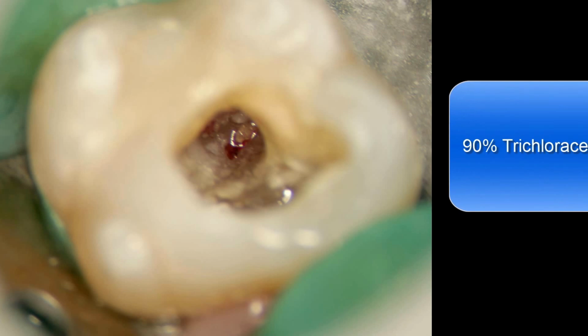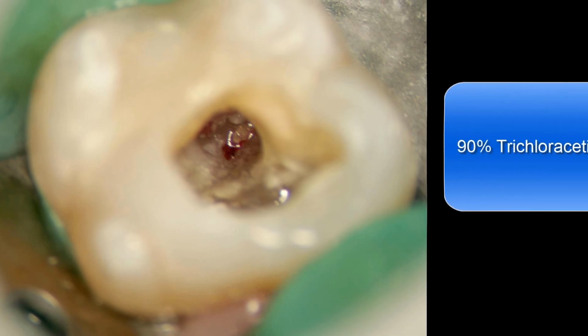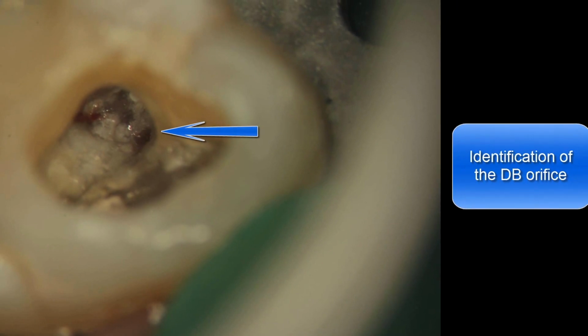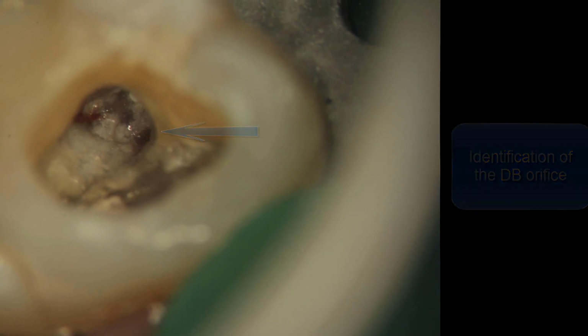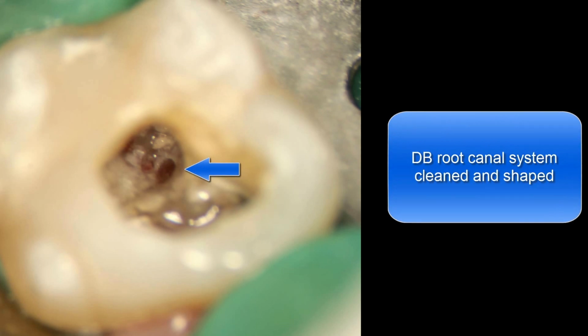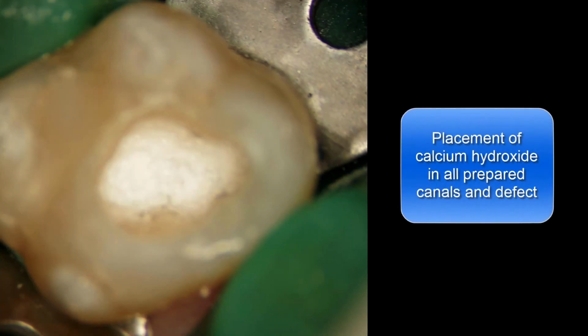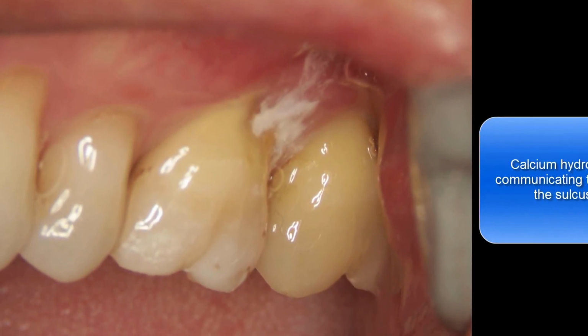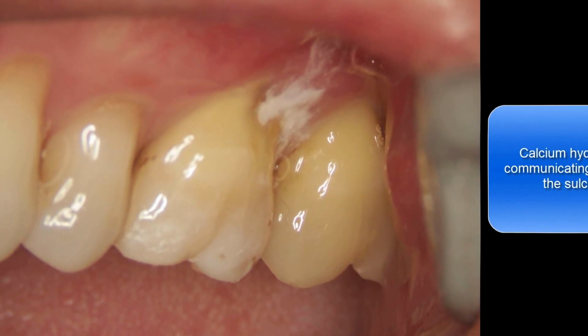Next, the resorbed area is prepared and treated with 90% trichloroacetic acid. This allows you to find the DB canal orifice, which will then allow you to clean and shape it completely. After treating the resorption prep and cleaning and shaping all the canals, you can place calcium hydroxide and then a temporary. After taking off the rubber dam, you'll notice an expression of calcium hydroxide.